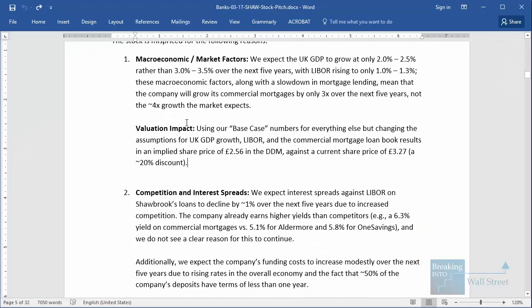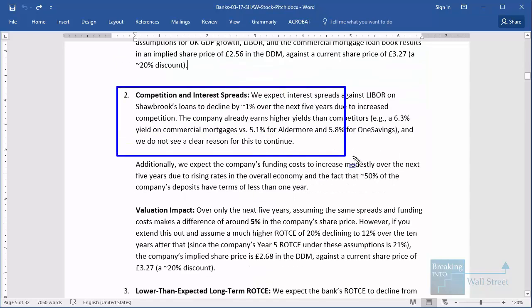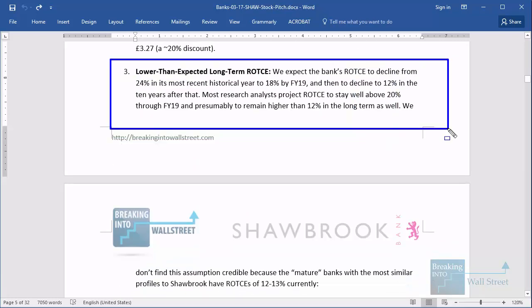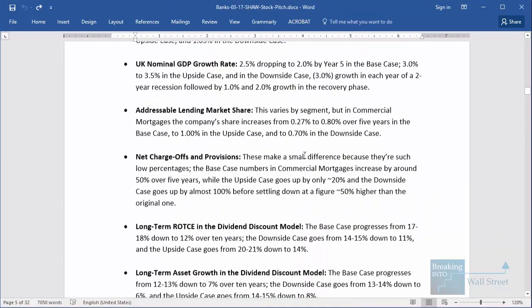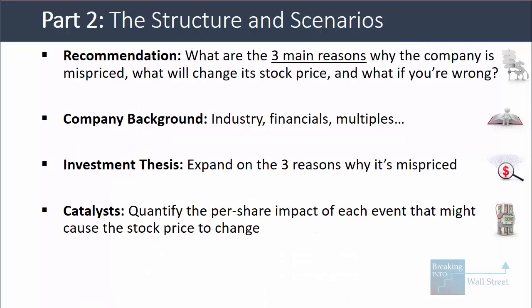And so we give our 3 main reasons here. Number 1, we expect a general slowdown in the UK economy and in the housing market as well. We expect more competition to push down interest spreads. And then we also expect the company's long-term return on equity, or return on tangible common equity, to be lower than expected. And then we go into a lot of detail on why we think that way, the different scenarios we come up with, and so on and so forth.